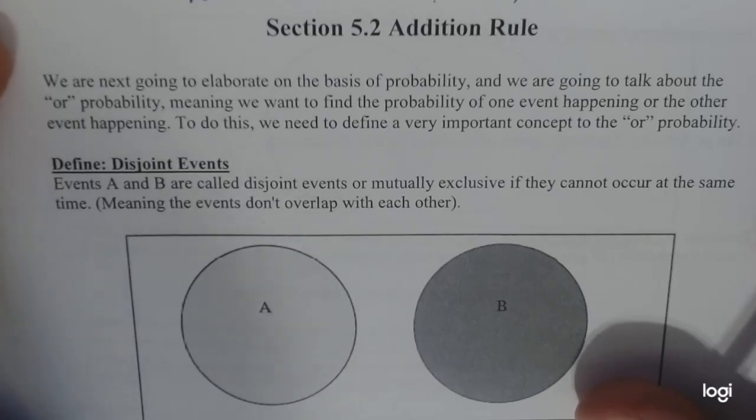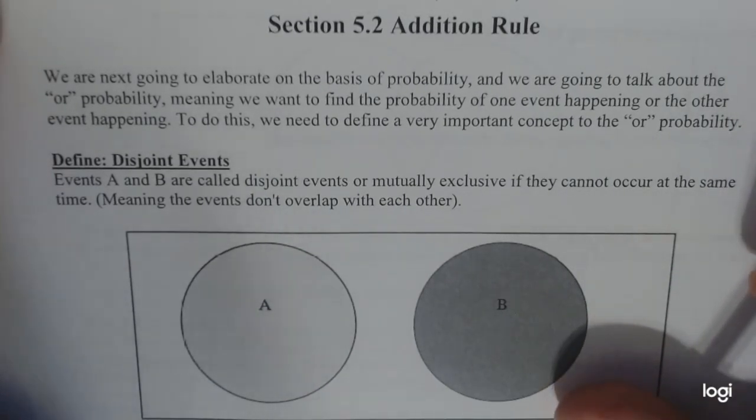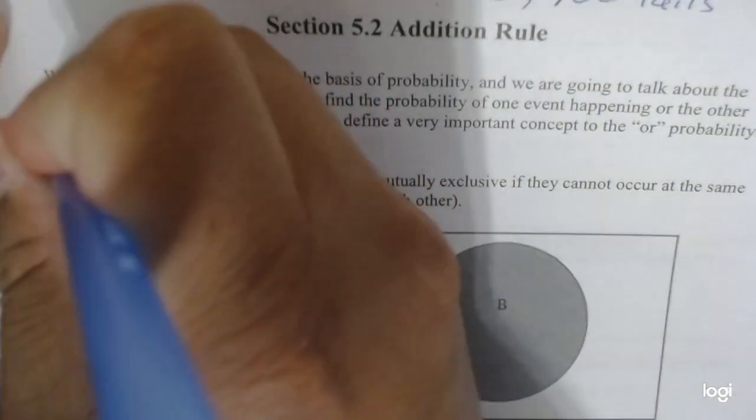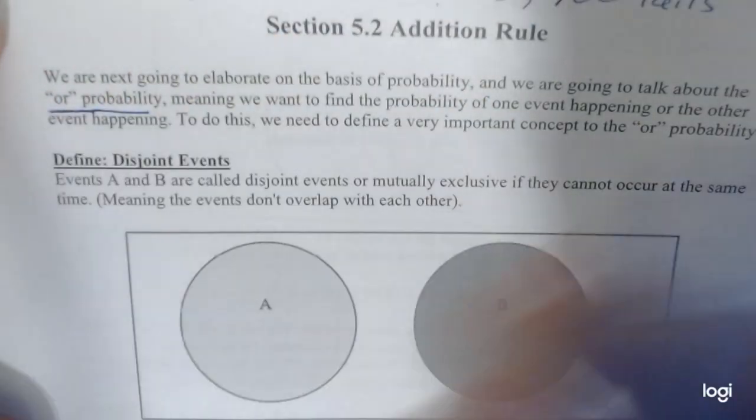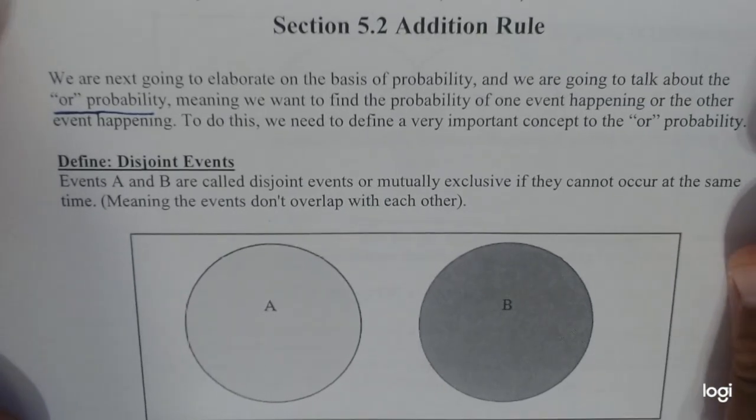Alright, so in this section, we're going to talk about the addition rule. We're just going to elaborate on our basic probability sections from last week. We're going to talk about the OR probability, meaning if we want the probability of one event happening or the other event happening.